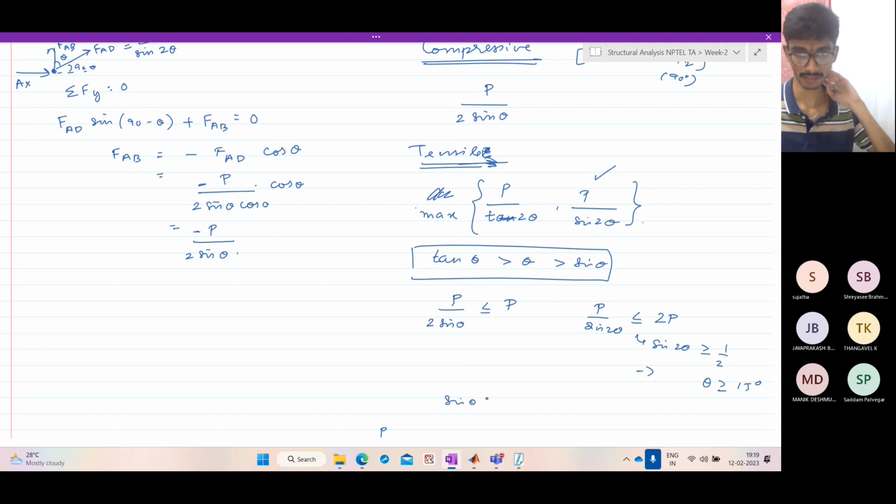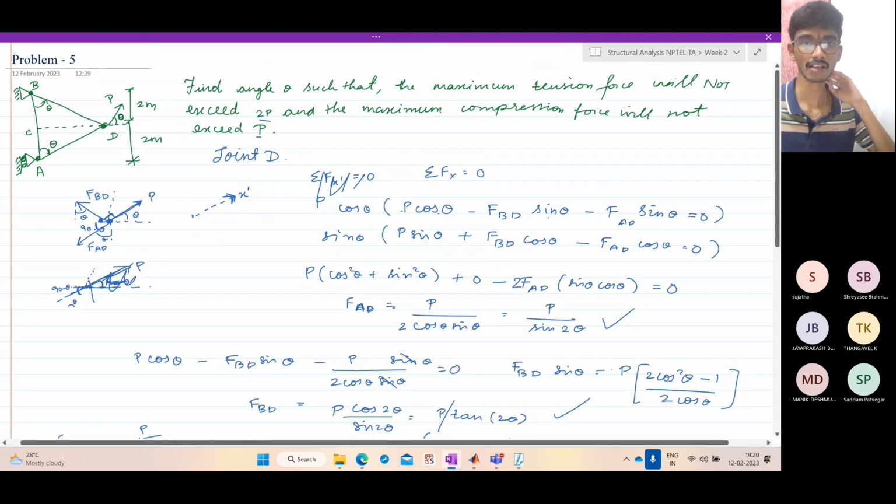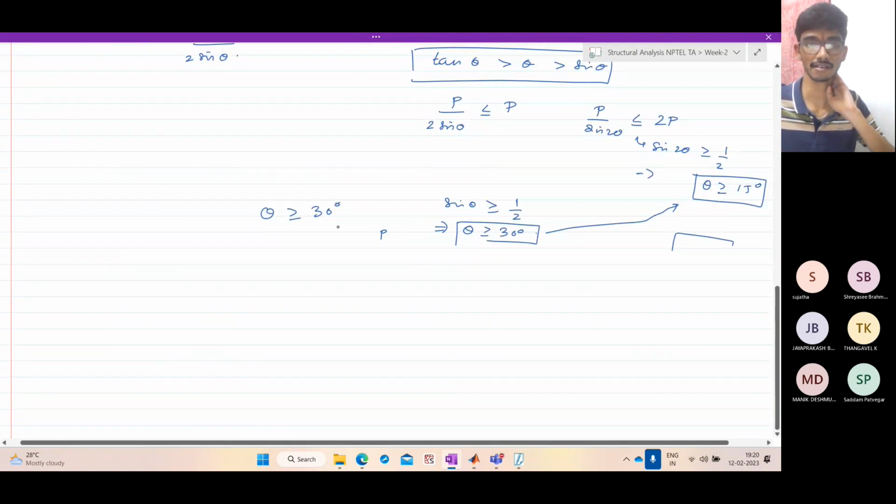Sine theta greater than or equal to 1 by 2, which means theta is greater than or equal to 30 degrees. So in one condition, you get theta greater than or equal to 30 degrees, and in the other you have theta greater than or equal to 15 degrees. So out of these two, if this is satisfied, this is automatically satisfied. So the required answer is theta should be greater than or equal to 30 degrees. So the question is, find the angle such that the maximum tension force will not exceed. So at this angle, both the conditions will be satisfied.